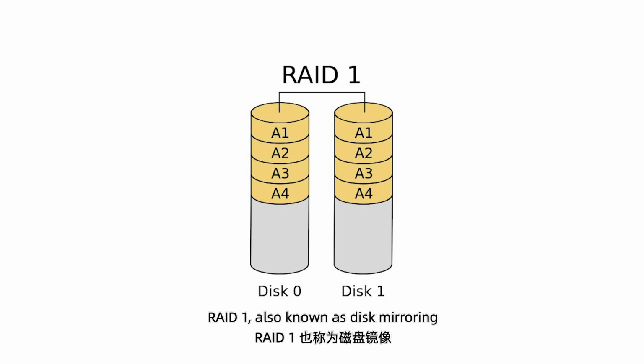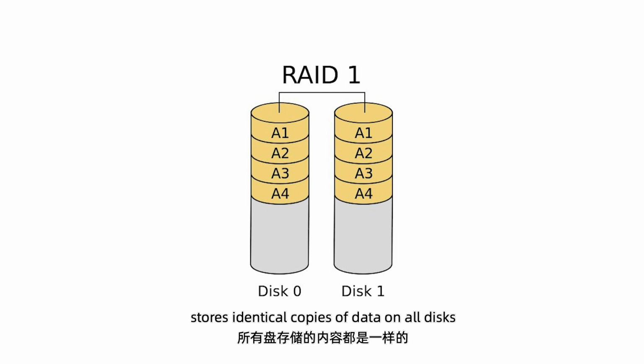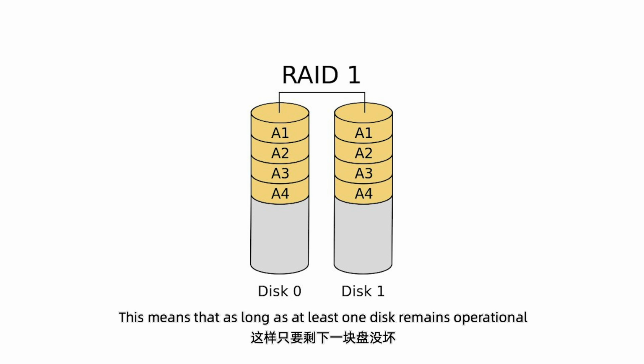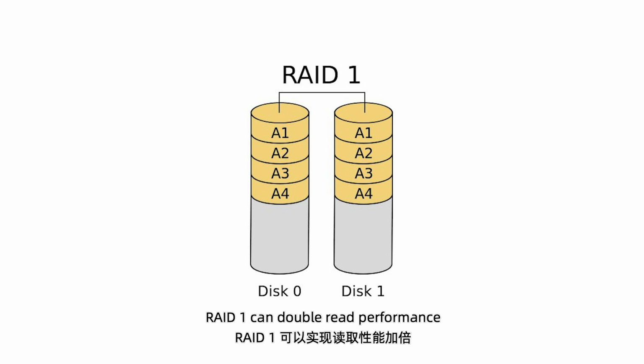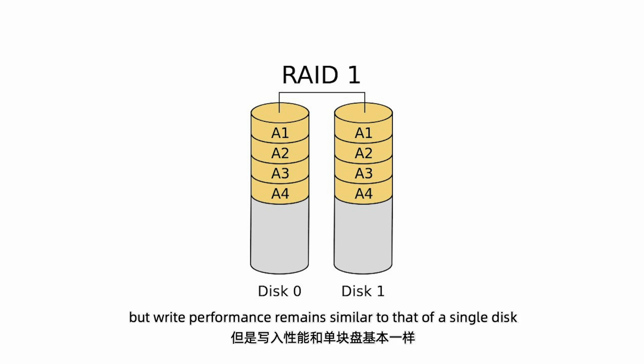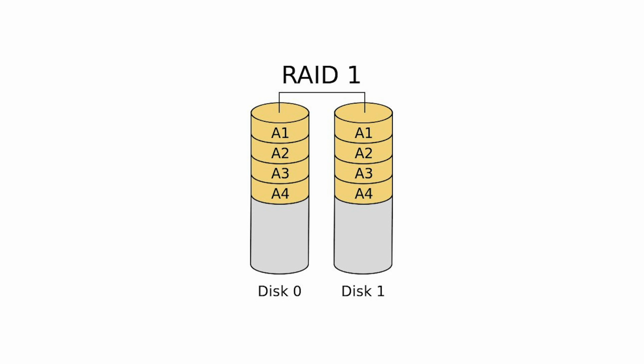RAID 1, also known as disk mirroring, stores identical copies of data on all disks. This means that as long as at least one disk remains operational, your data is safe. RAID 1 can double read performance, but write performance remains similar to that of a single disk.